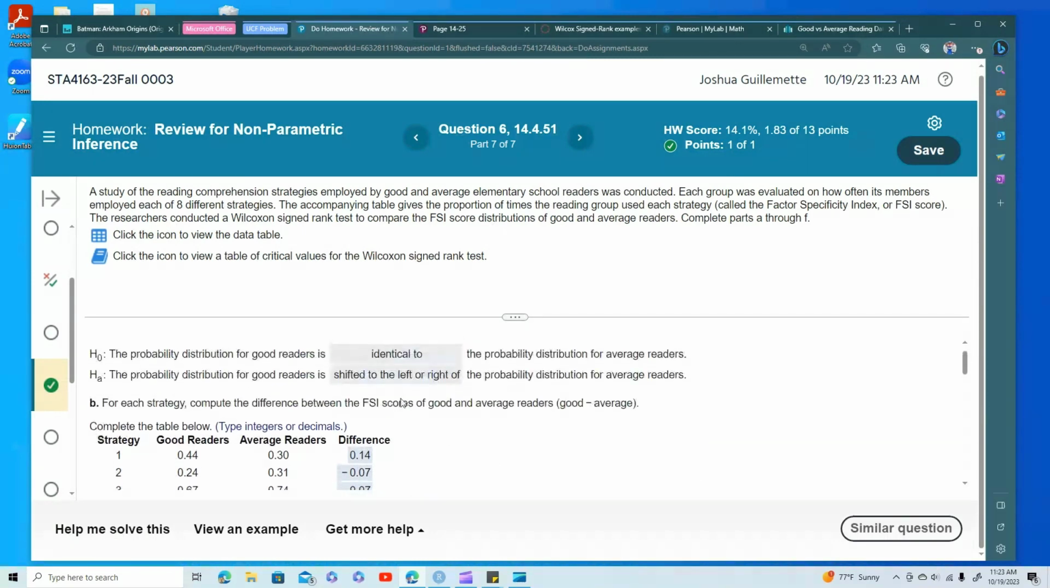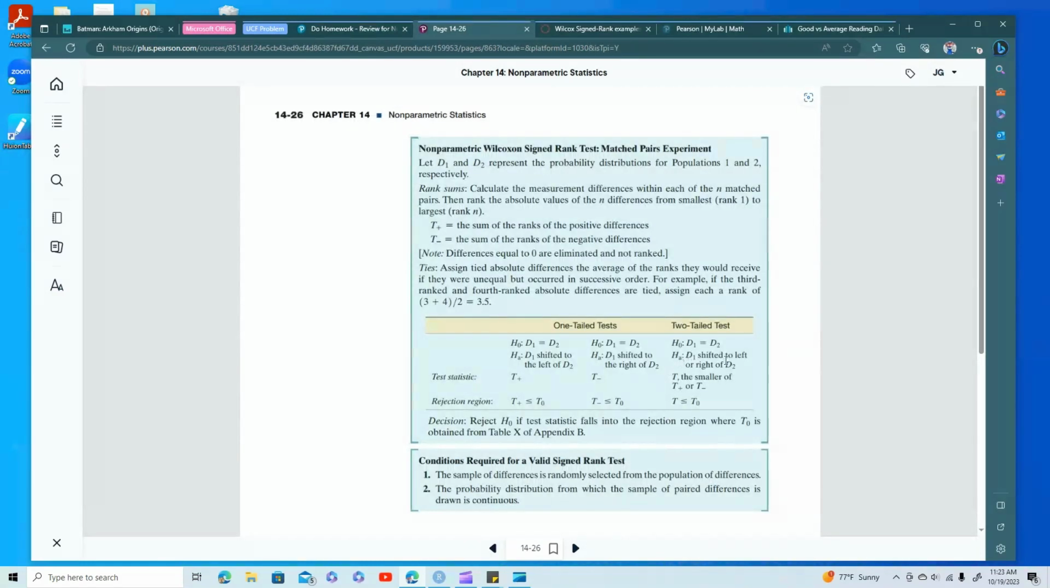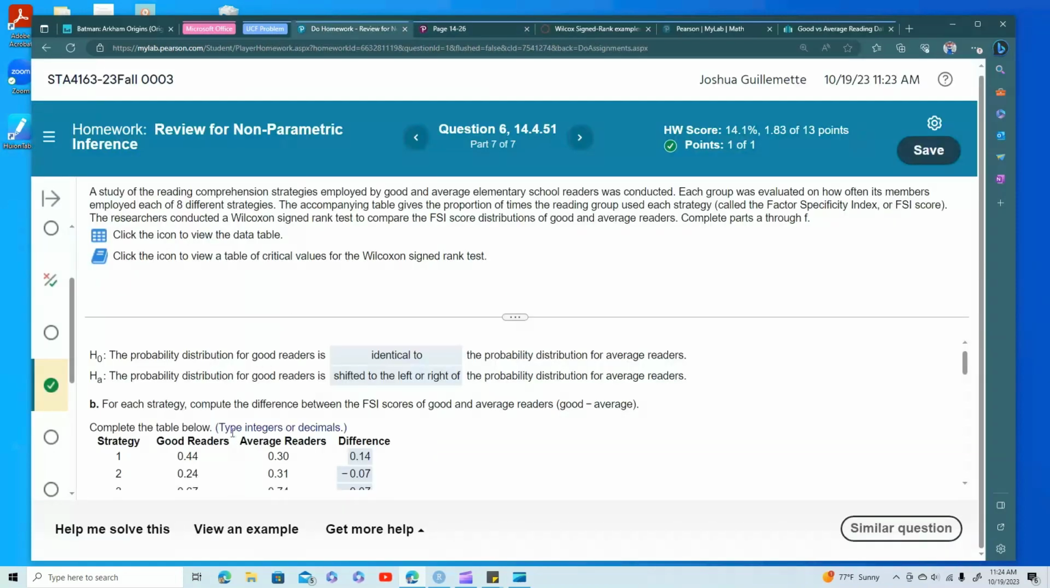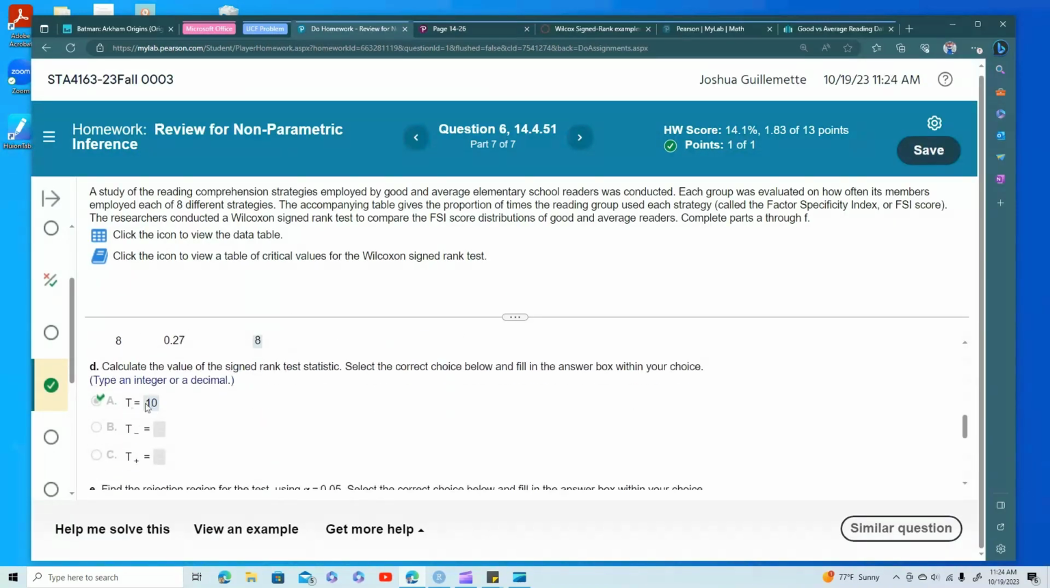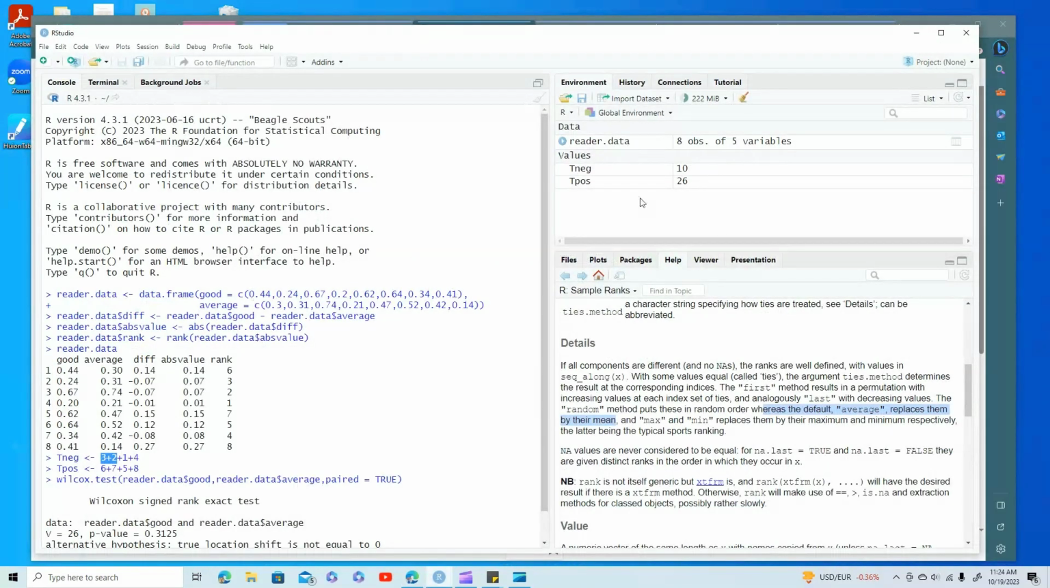The reason I use T is because it shifted left or right. So if I go to my thing here and I look, it says shifted left or right. I do just T, and it's the smaller of T positive or T negative. So that's why I chose T, right? Because it's a two-tailed test, and I chose 10 because it's the smaller. Now I do need to find the rejection region using the 5% level of significance. I do have 8 data values. You can see 8 observations. So I don't even have to do the length function, right? So I have 8 observations of 5 variables. So my N is 8.